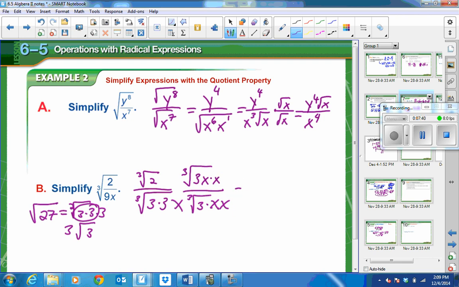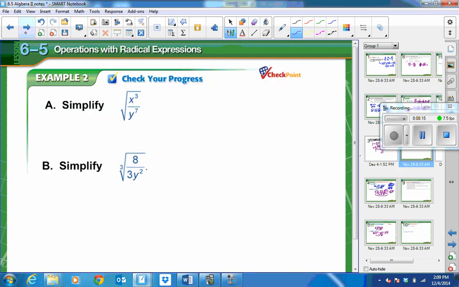So in my numerator now, I get the cube root of 6x squared, and in my denominator, I get the cube root of 3 times 3 times 3 times x times x times x. So my denominator is just going to be 3x. My numerator is the cube root of 6x squared. And now we don't have a radical in our denominator. So you can try these 2 problems on your own, and we can go over them in class.